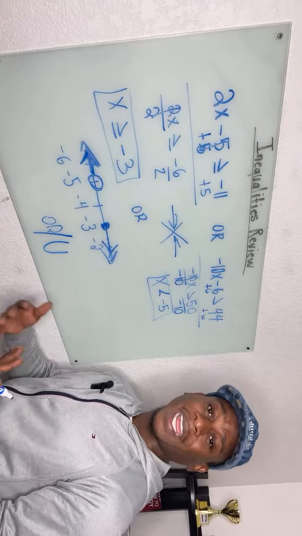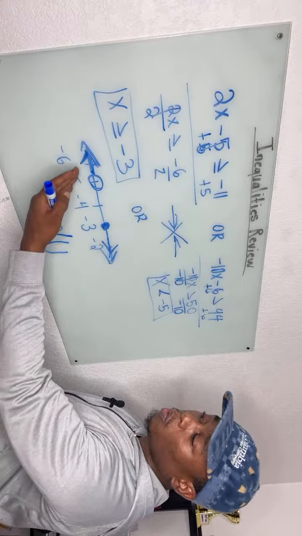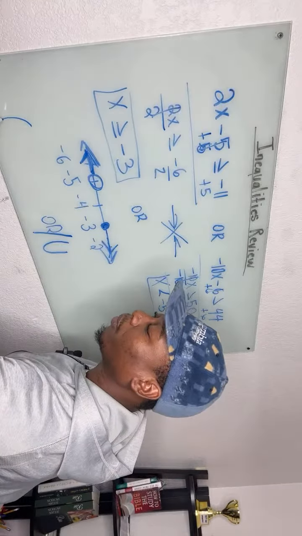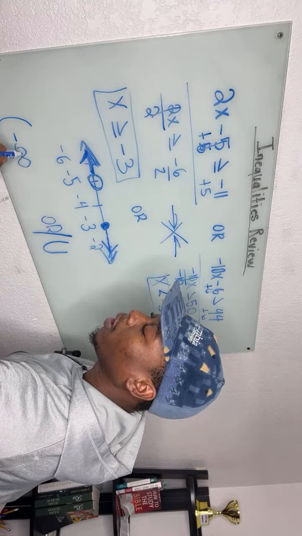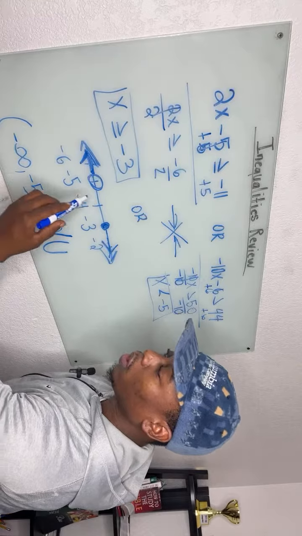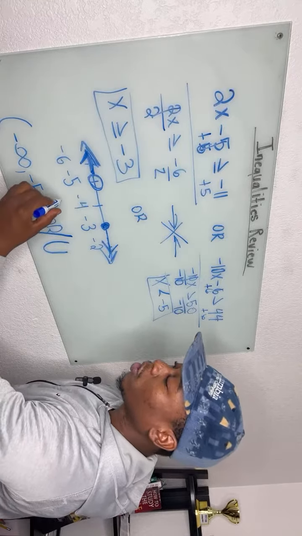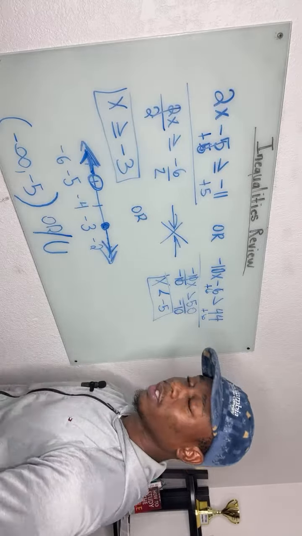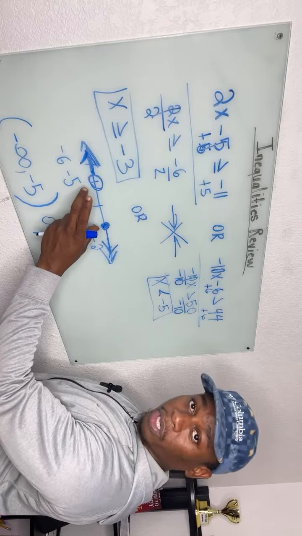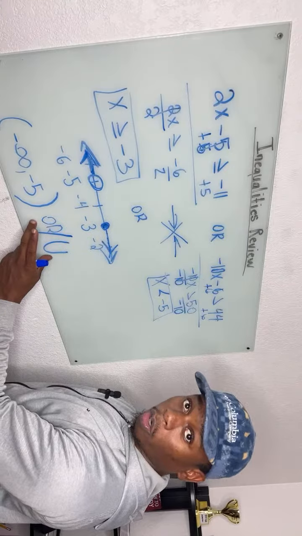It's basically saying like and or. So when we look at this first one, our graph is coming from negative infinity and it's going all the way up to -5. We look at our circle, it's open, so that means we're going to have a parentheses. Then there's a gap in between -5 and 3. So here goes the or.